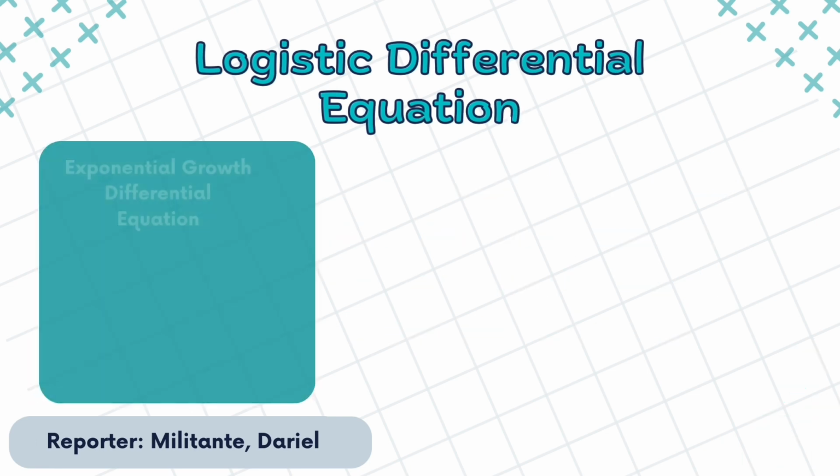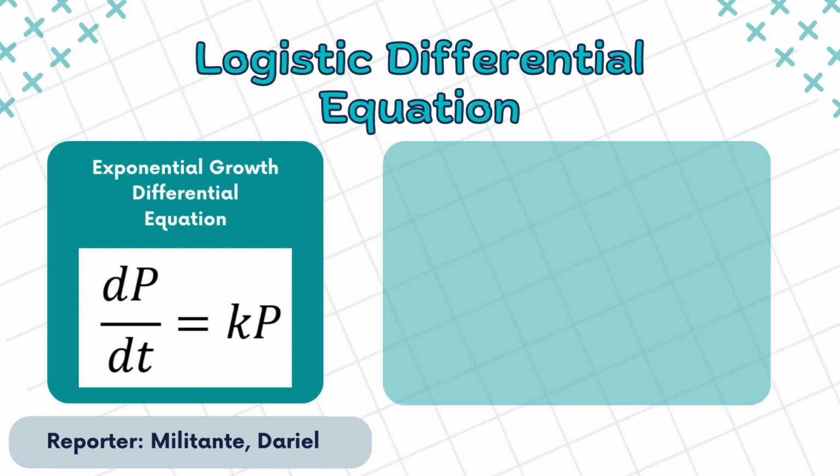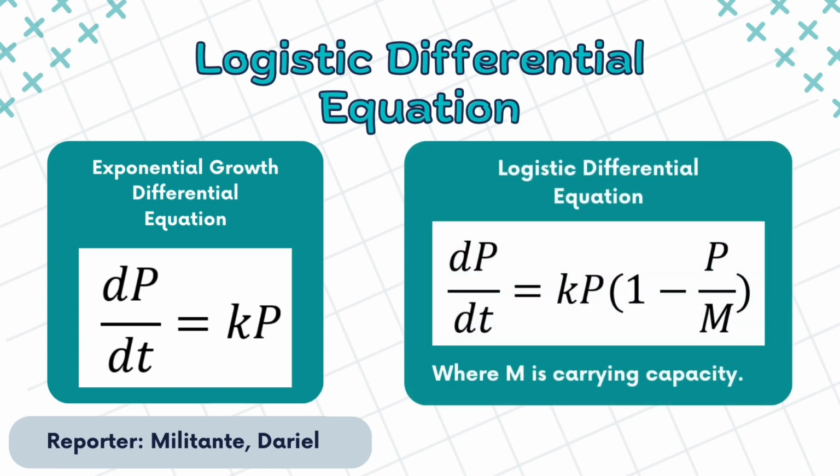As mentioned earlier, the formula for exponential growth is dP over dt is equal to kP. But in logistic differential equation, we need to insert a limiting factor, which is the population deviation, by multiplying 1 minus P over M on the right side of the exponential growth formula, where P is population and M is the carrying capacity. But in the book, carrying capacity is denoted as capital letter K. I chose M because small letter k represents the growth rate.